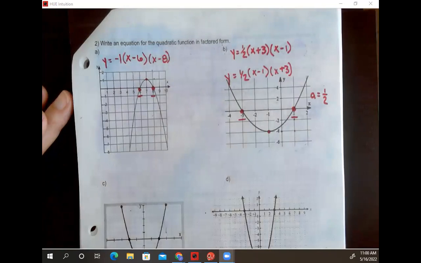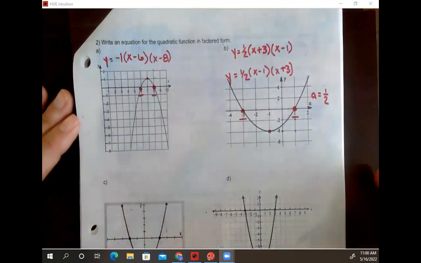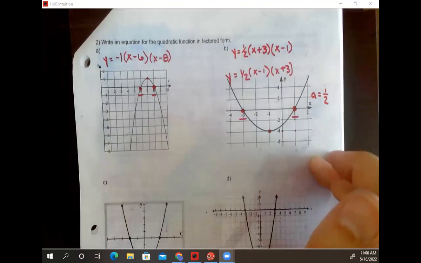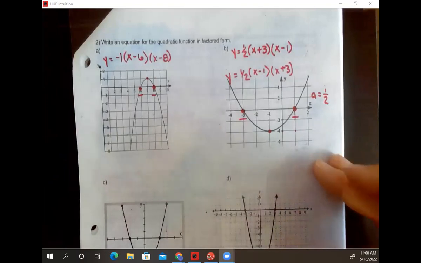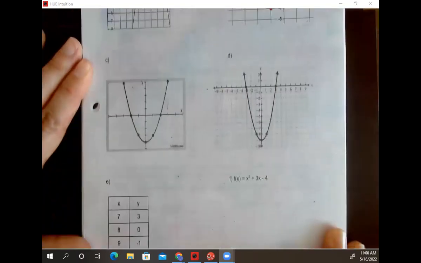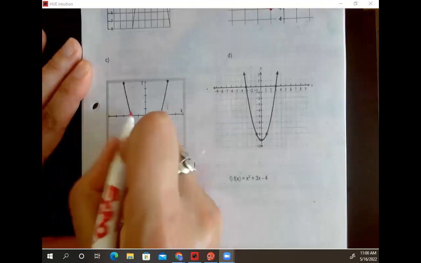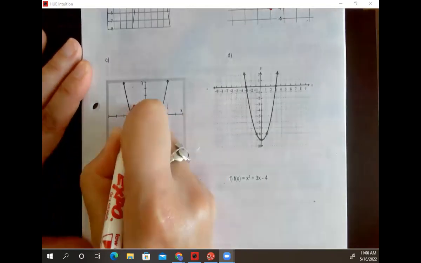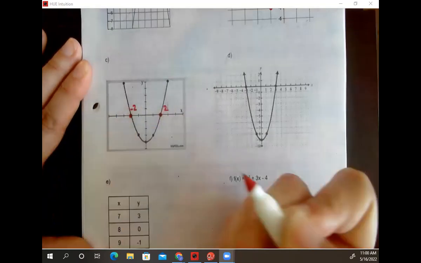Questions for me so far? Again, this is something that we did when we were looking at swapping between our different function forms and being able to write a function from a graph. If I didn't have a nice vertex, but we had nice x-intercepts, we wrote a factored form. Let's take a look at C now. My x-intercepts are here and here, so that would be -2 and +2.